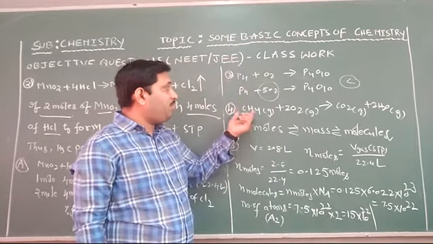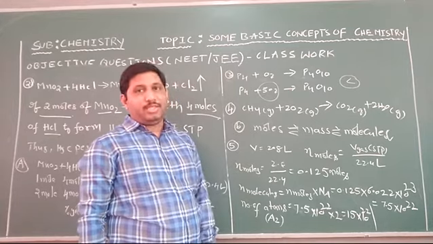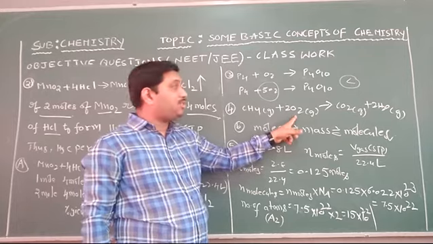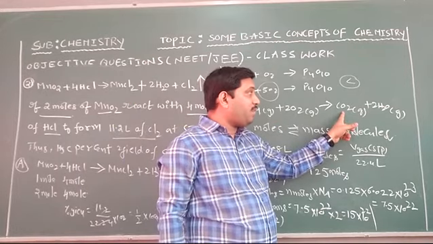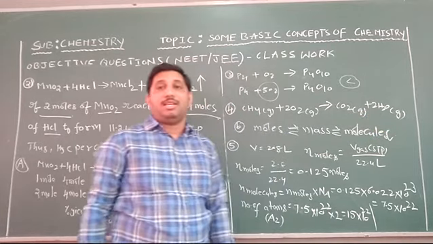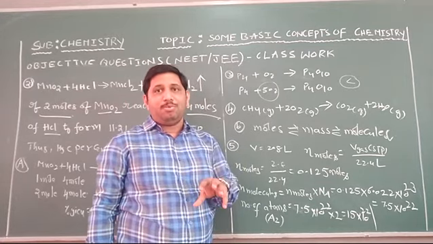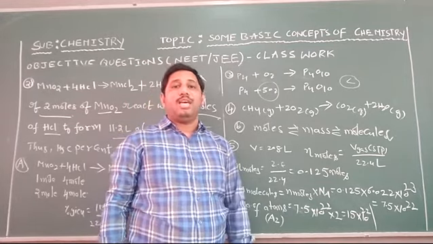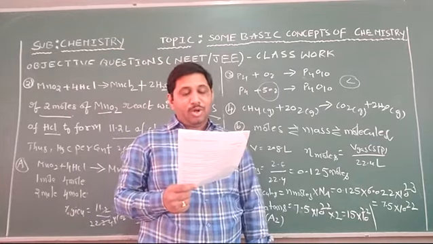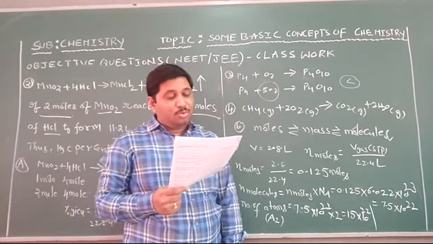Similarly, student, 1 mole of methane has how much volume? 22.4 liters. 22.4 liters of methane react with 44.8 liters of oxygen to form 22.4 liters of carbon dioxide and 44.8 liters of water. Clear, students? In terms of masses, number of moles, as well as volume, they have given 4 options. First one: 1 mole of methane reacts with 2 moles of oxygen to give 1 mole of carbon dioxide and 2 moles of water.